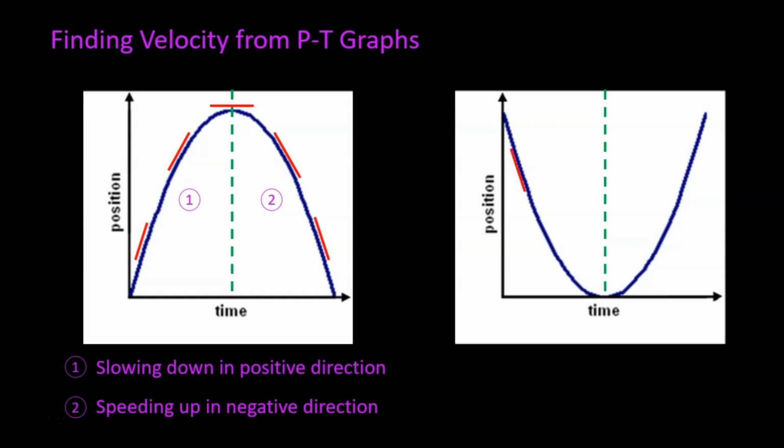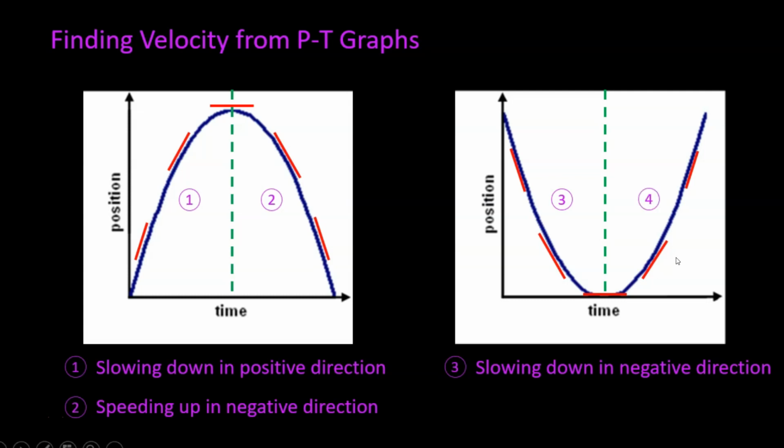Now let's take a look at the other graph here, and we can do the same markings on this, and we can split it into two regions about this point of symmetry. Here, our slopes are going from steeper to flatter in the negative direction, so that tells us that in this region, the object is slowing down in the negative direction.